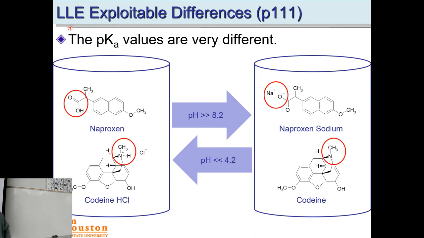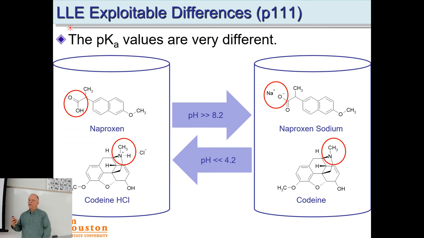So when you're setting up this scheme, and I ask you which one's going to be in the organic layer, you don't know until you know the pH. See, over here on the right, this one's neutral. It's going to be in the organic layer. Over on the left, the top one's neutral. It's going to be in the organic layer. So it's pH dependent. We can drive one or the other into the organic layer.